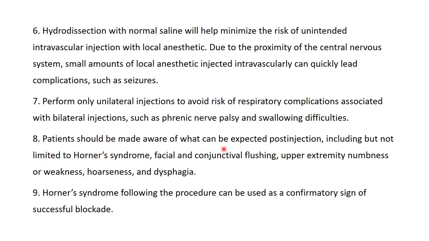The patient should be made aware of what can be expected post injection. This is very, very important. Whenever you block the sympathetic trunk, the patient is going to get Horner syndrome: ptosis, miosis, anhidrosis. Of course the pain loss will be there, associated with facial and conjunctival flushing. There will be upper extremity numbness if the brachial plexus is affected, or hoarseness and dysphagia when the recurrent laryngeal nerve is affected. Horner syndrome following the procedure can be used as a confirmatory sign of a successful blockade.